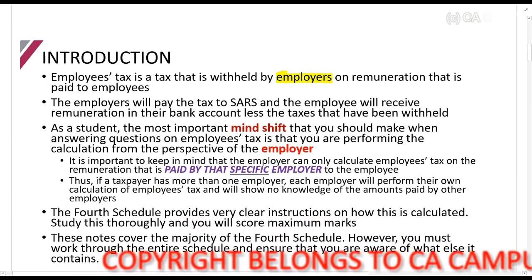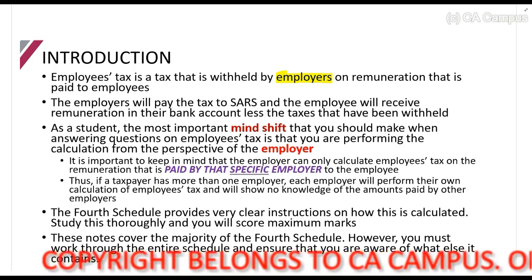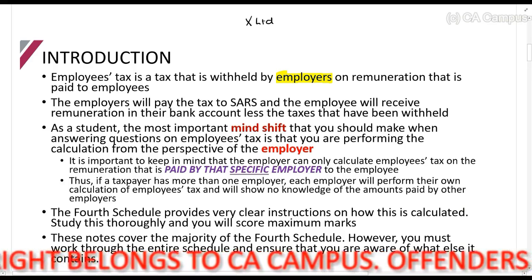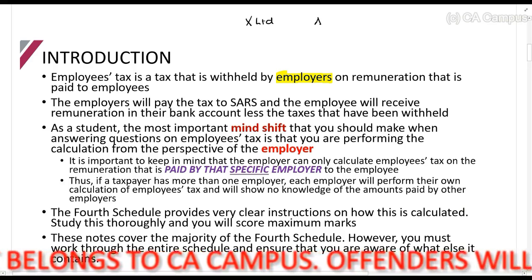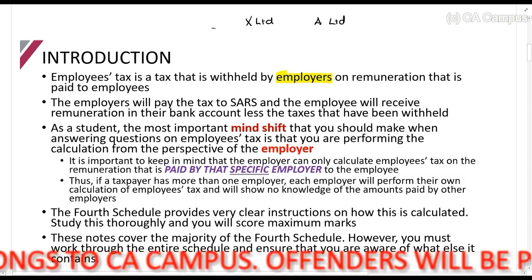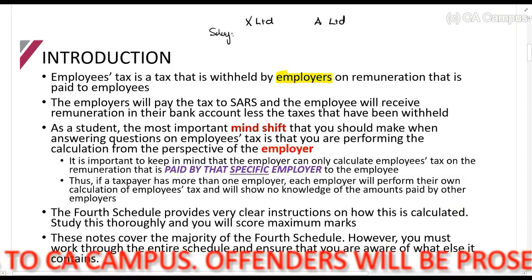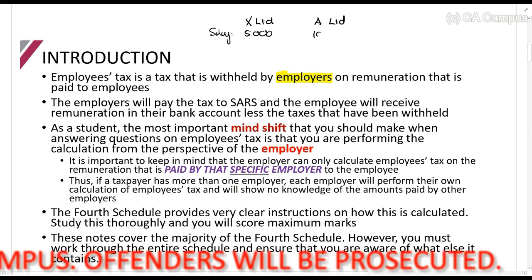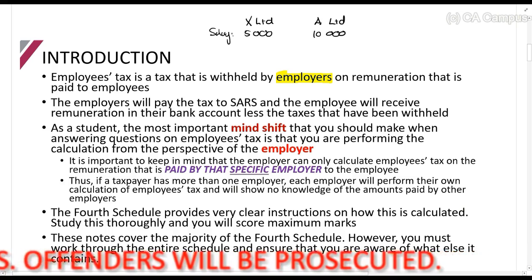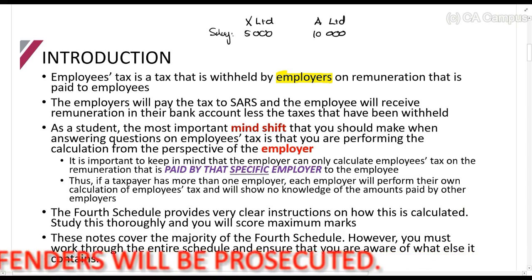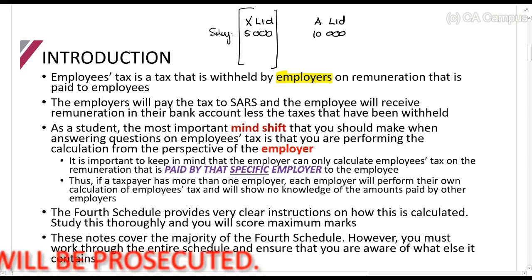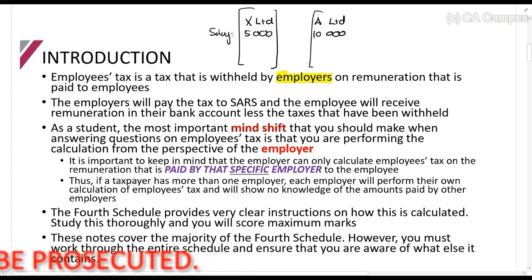So understand this now. Let's say you are working for two people. For 4 hours a day, you're working for X Limited, and for another 4 hours a day, you're working for A Limited. Each of them pays you a salary. X Limited pays you a salary of 5,000 rands a month. A Limited pays you a salary of 10,000 rands a month. Both of these employers will calculate employees tax. But now understand, X Limited can only calculate employees tax on whatever X Limited pays you. A Limited can only calculate employees tax on whatever A Limited pays you.